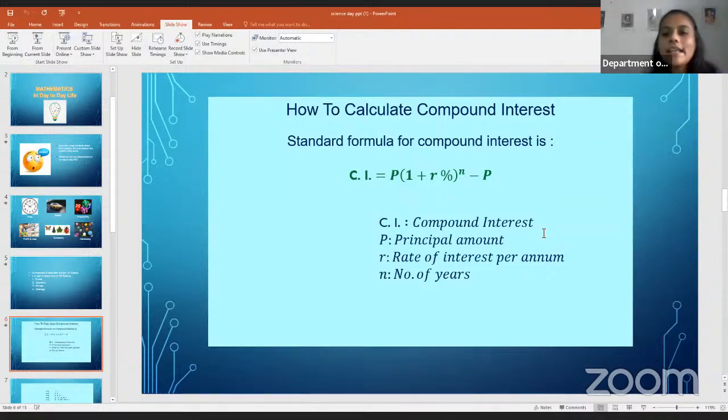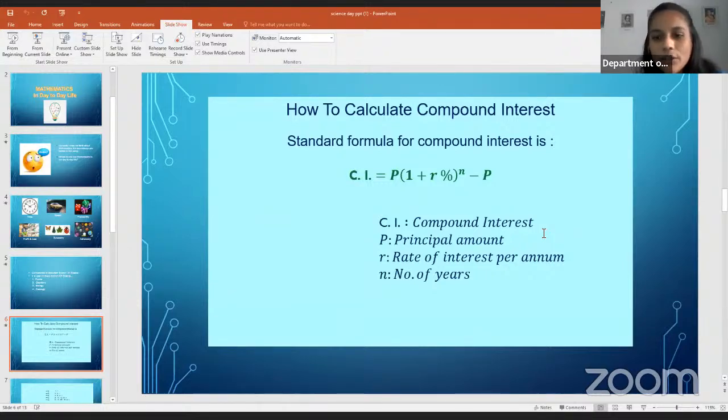Now in the next slide, we are going to see how to calculate compound interest without using a formula. This is using the concept of Vedic mathematics basically. So using Vedic mathematics, how can we calculate compound interest without using a formula? First of all, for verification purposes, I have given the standard formula for compound interest.